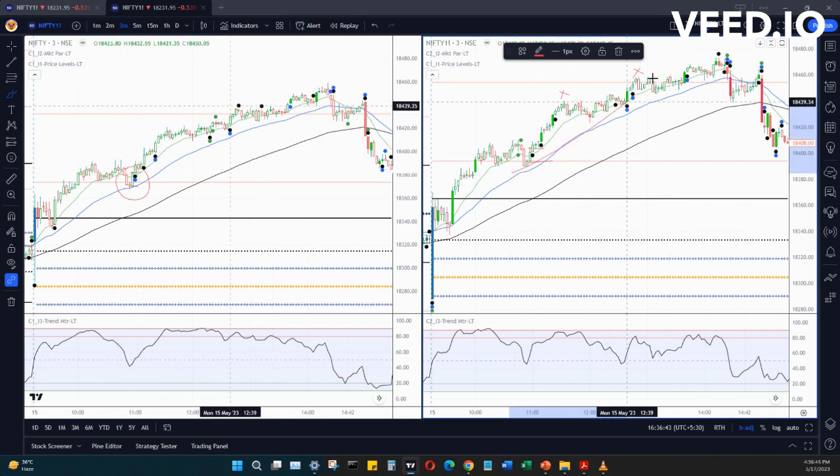So a beautiful trade to the upside. You actually stayed in favor of the trend. You took the trade in favor of the trend, and you were not surprised. Now, do you get into another trade right here?